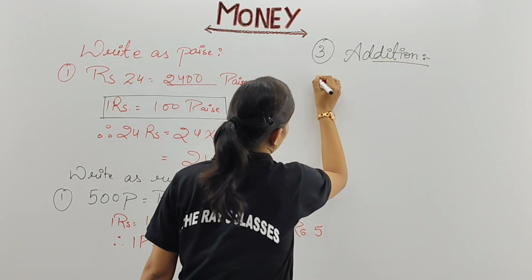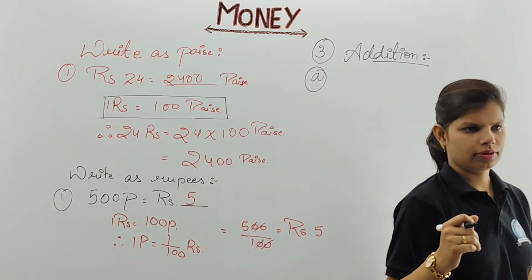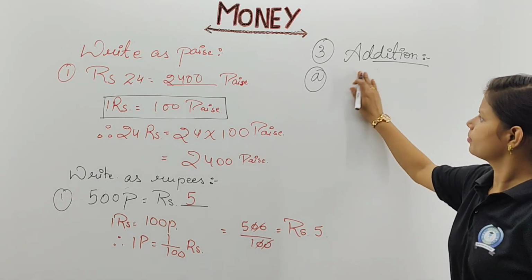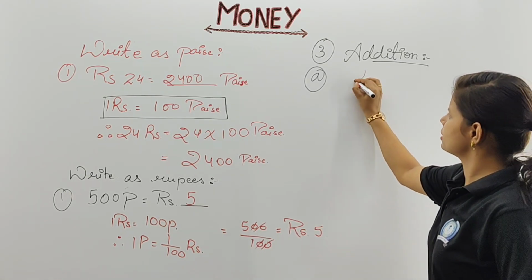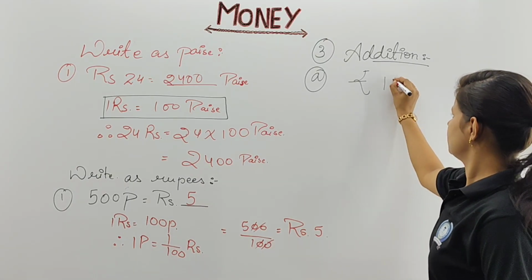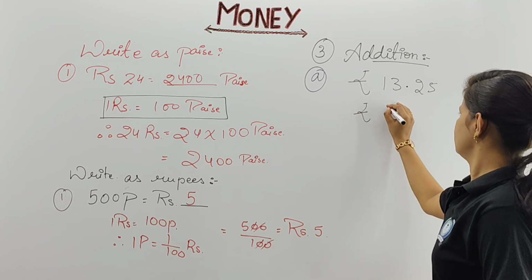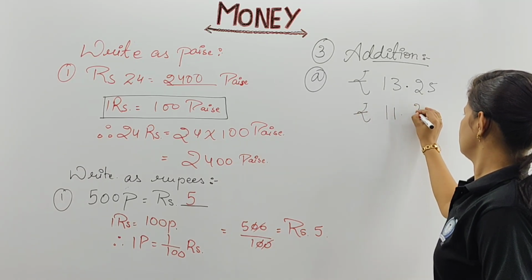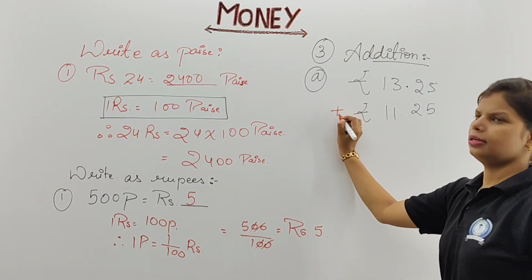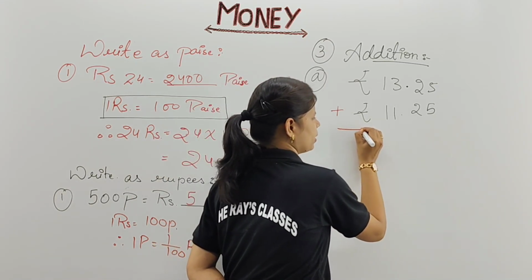I'll just take a few examples from your book. If your question is written like this, you have to add the numbers. In your book, the symbol of rupees is given like this. Both ways are correct. 13.25 added with 11.25. Here we are going to use the sum as plus. Clear? Now when we are using the sum plus, what do I have to do?